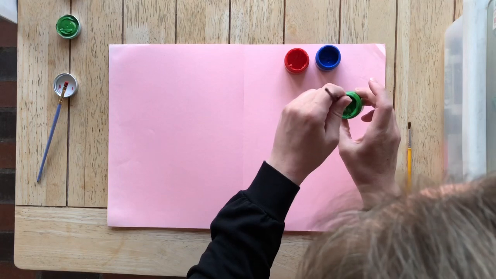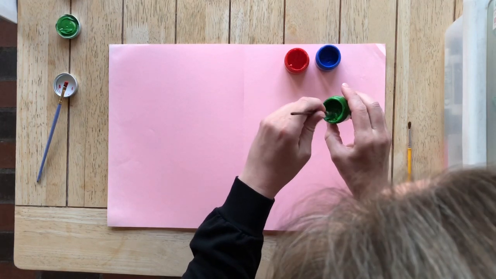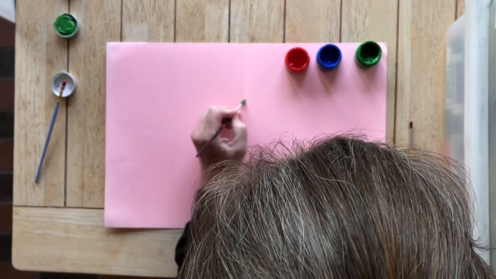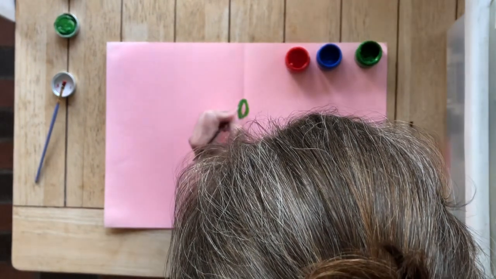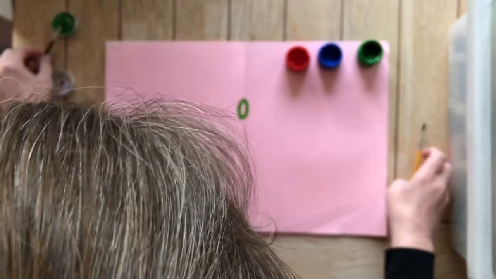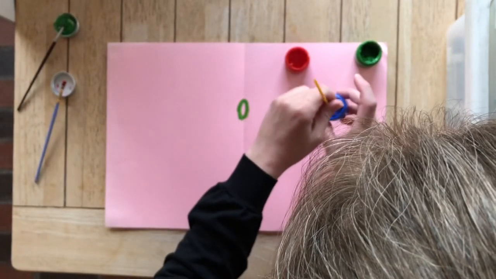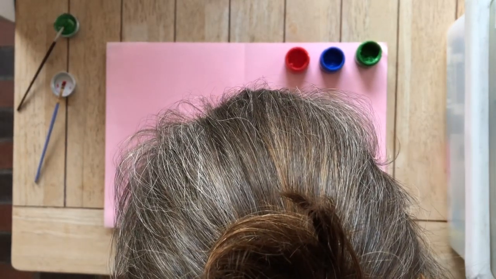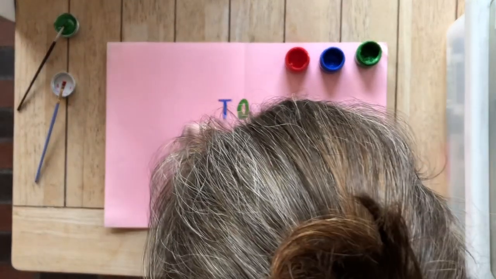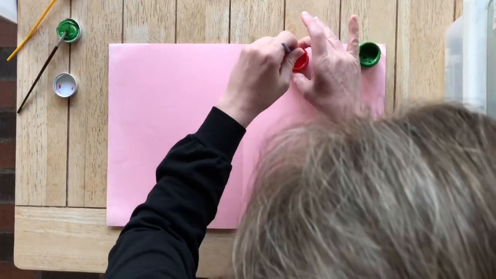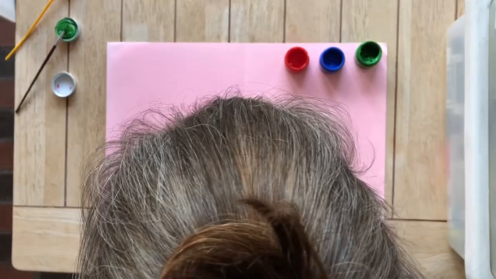So I'm going to start with some green, and I'm simply going to write an O right in the center of this paper for ones. And then once I have the O, I'm going to move on to blue. After the ones, if you didn't remember, is the tens. And then after tens, I'm going to use red, is our hundreds. So I'm going to write an H.